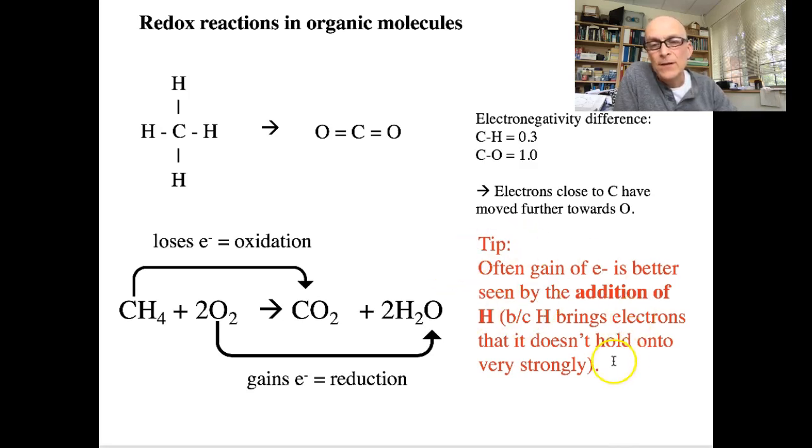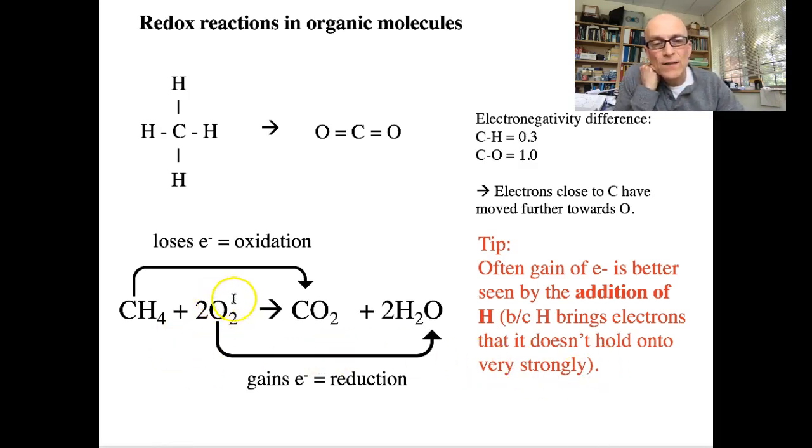And here's my tip. Just look at this. Often the gain of an electron is better seen by the addition of a hydrogen, because the hydrogen brings electrons with it and doesn't hold onto it very strongly. So this part here is not even that important. But important is that if you add hydrogens, that almost always is a reduction.